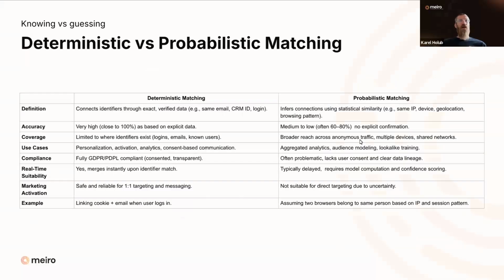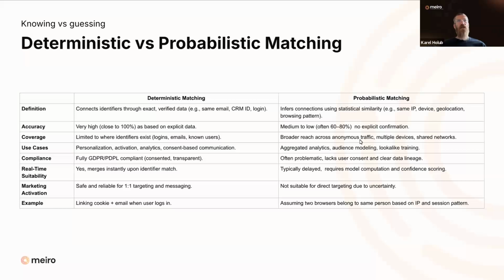Okay. There is a bit of a comparison between those two methods. So you can see deterministic and probabilistic matching. As I said, the accuracy of deterministic matching is very close to 100%. With probabilistic matching, it depends. It depends on the settings. So you can run with the probability of matching somewhere between 60 to 80%, depending on your risk tolerance. And you can do some kind of soft ID matching and so on.